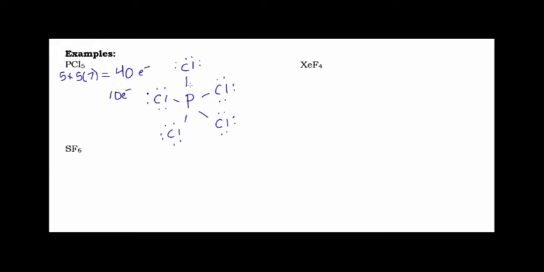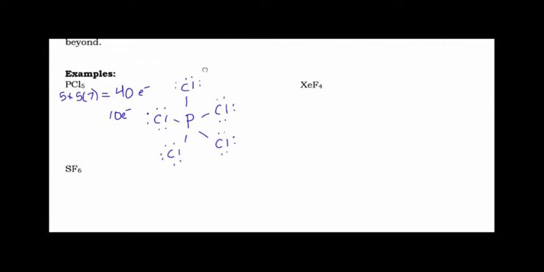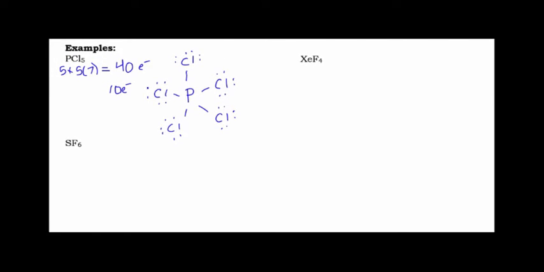Everything's spread out. Everybody has an octet. Phosphorus has more than an octet, so phosphorus is the one with expanded valence. So if you want to make yourself a little note of that, you can. Alright, I'd like you to pause the video here and try the structure for sulfur hexafluoride.